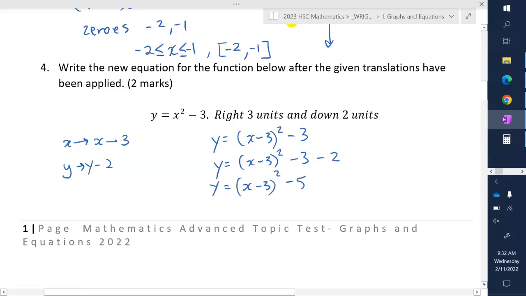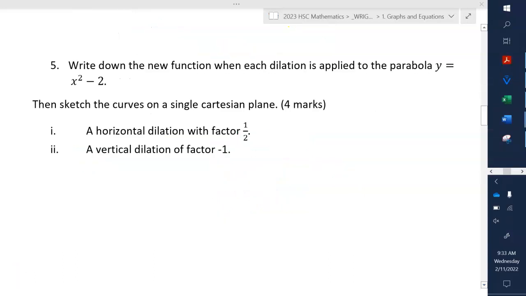You can leave it like that, or you might have written it in the expanded form and collected like terms, which would have ended up with x squared minus 6x plus 4. But I was happy with either one of those, but you needed to have both of those in there. Okay, so this one wasn't done too badly, but people are starting to not put their working out down at this point. So let's put everything you're thinking down on paper.